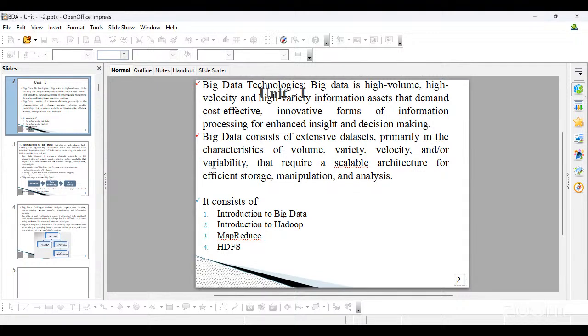So in YARN architecture you have two types of architectures again, right? One is 1.0 and 2.0. Here, 1.0 and 2.0.